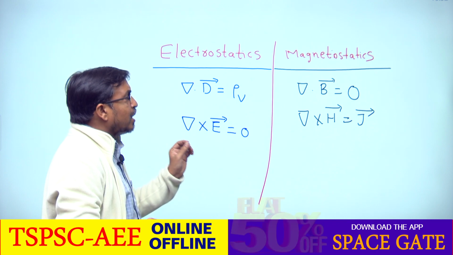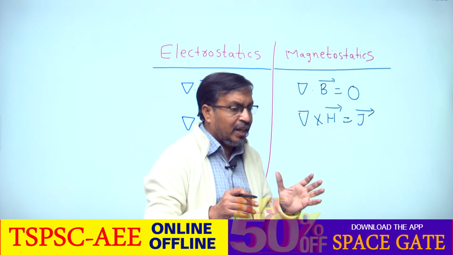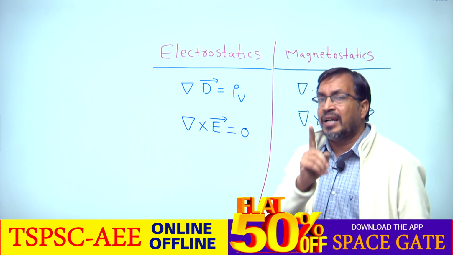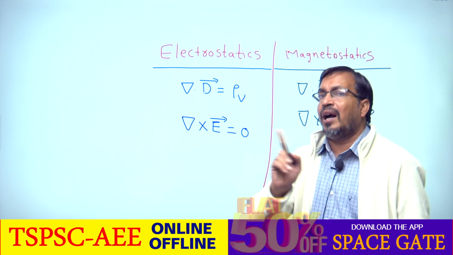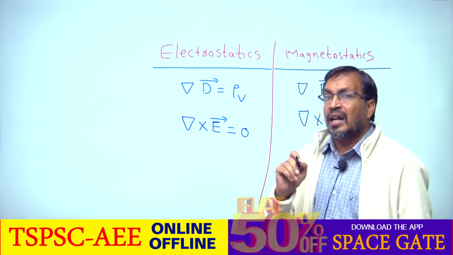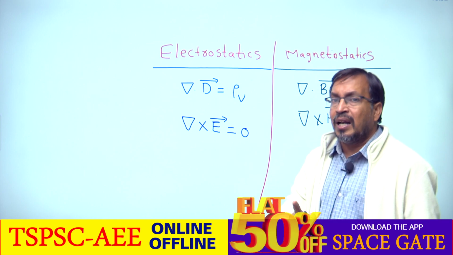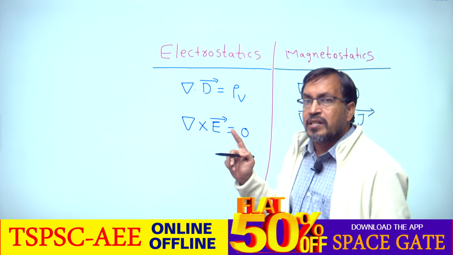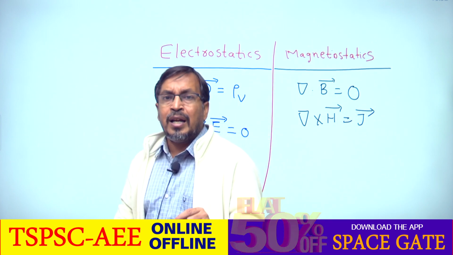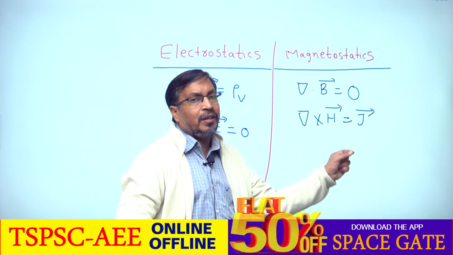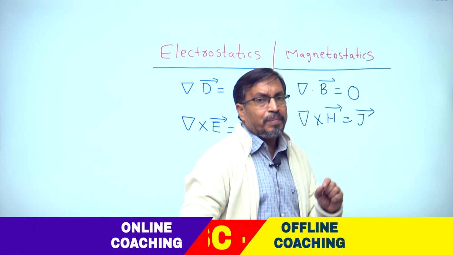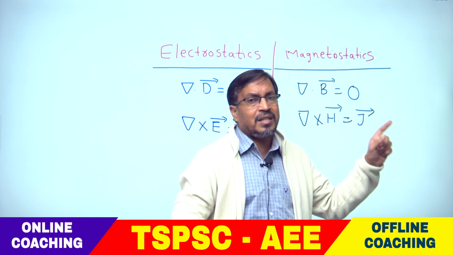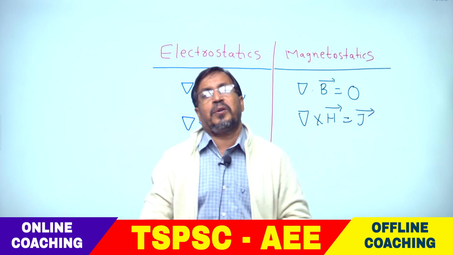So, electrostatic components, electric field components, are irrotational but not solenoidal. Note this point. Electric field components are irrotational but not solenoidal, because the divergence is not equal to 0, only the curl is 0. Similarly, magnetic field components are solenoidal but not irrotational, because divergence equals 0, and curl is not equal to 0.